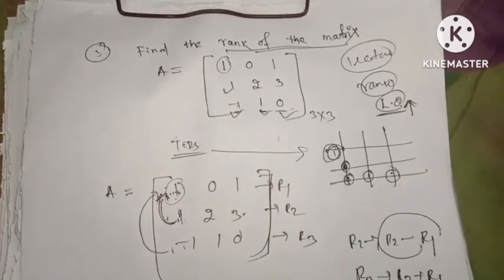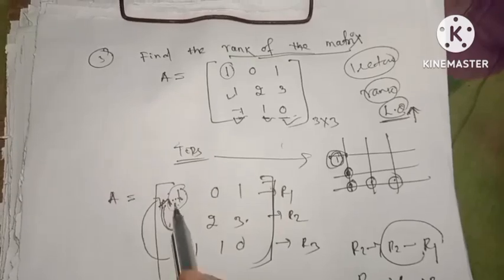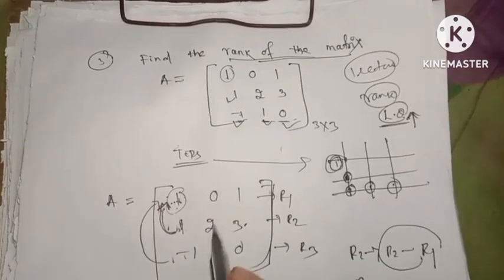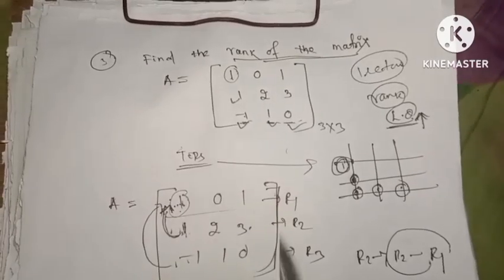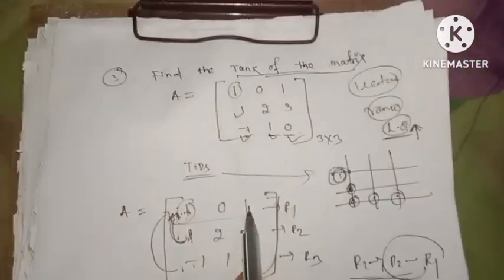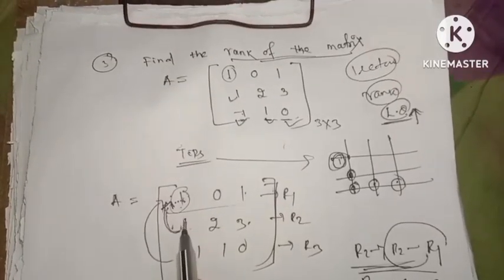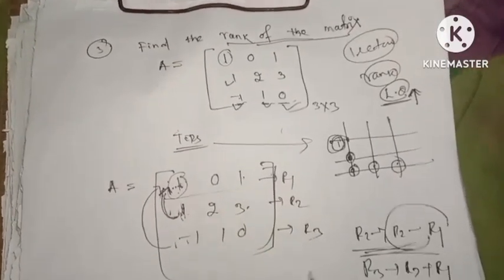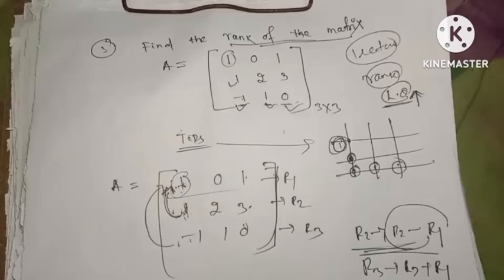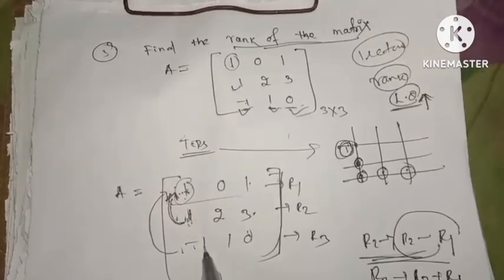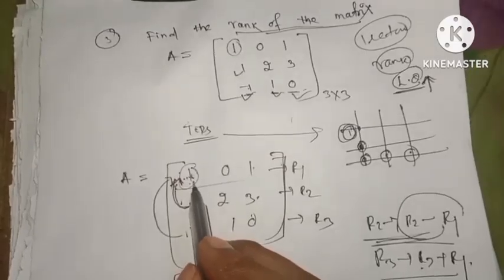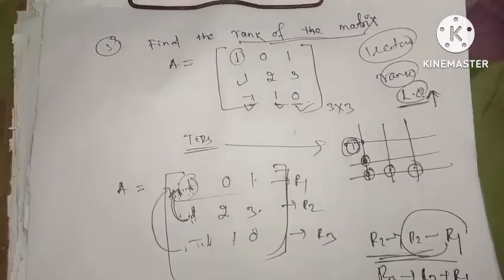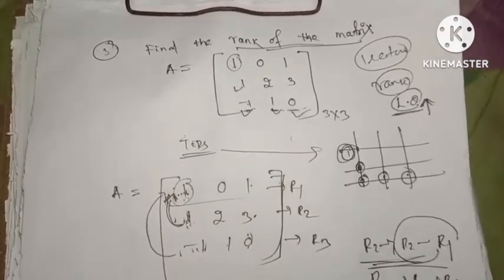First row 1 will be written as is, the change will be in row 2 and row 3. So 1 0 1 will be constant, then row 2: 1 − 1 is 0, 2 − 0 is 2, and 3 − 1 is 2. Row 3 becomes row 3 plus row 1: −1 + 1 is 0, 1 + 0 is 1, and 0 + 1 is 1.